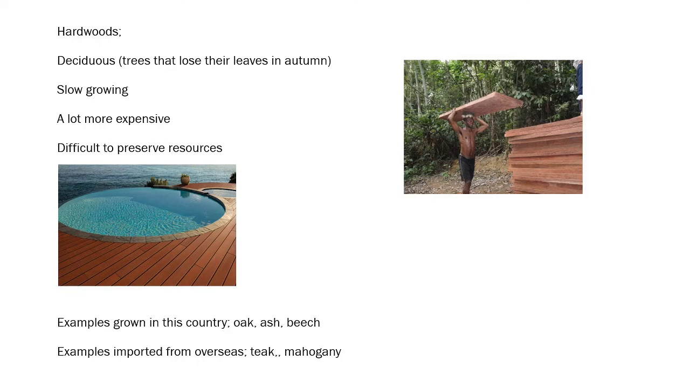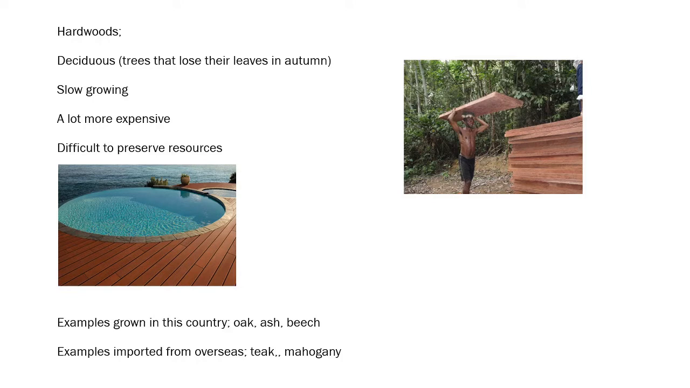Typically they're slow growing. They can be anything like 100, 200 years, that sort of thing. They're a lot more expensive because it takes so long to grow. And it is quite difficult to preserve the resources because you can't just cut them down and grow them and suddenly you've got them again in a week or two weeks or a year or however long. Because it takes so long, it's just very, very difficult to maintain those resources.